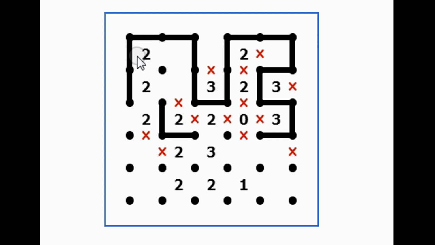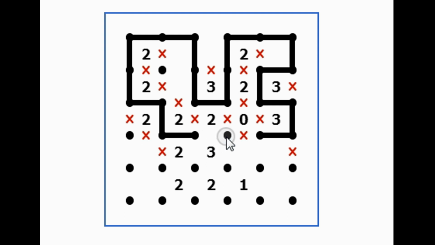Now here's my 2. That one can't be and that one can't be. So with this one, I know it has to go across here. Now this 2 has 2 black lines. And now this 2 has 2 black lines. So that tells me that I did all that right. And I had to just use some logic to figure that out.